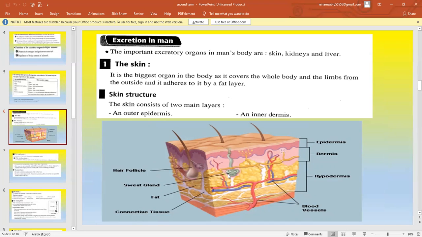Number one, the sweat gland. This is the most important thing in the skin that we need to know: the sweat gland is the functional unit of the skin. What does functional unit mean? It means it performs the main function, which is getting rid of wastes, through sweat.